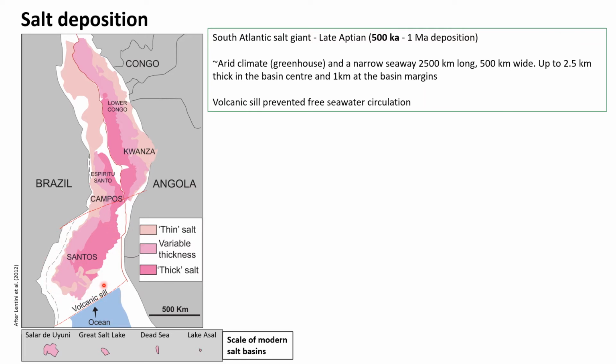Salt in the Santos Basin represents the southern part of a salt giant that was deposited during opening of the South Atlantic Ocean in extreme conditions that don't exist today in modern salt basins. An arid climate and a narrow seaway, similar in dimensions to the Red Sea, led to the deposition of thick salt in the basin center, thinning towards the basin margins. A volcanic seal located to the south prevented free seawater circulation to the north.